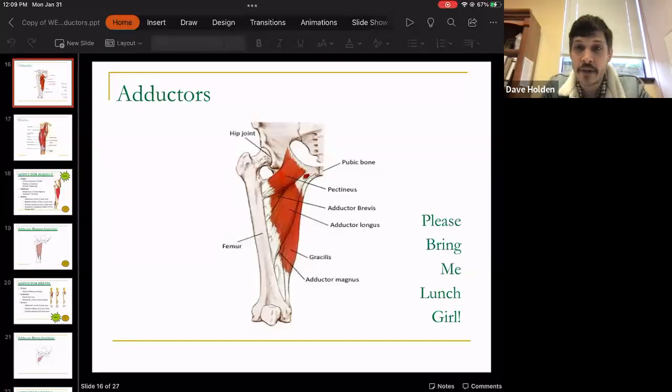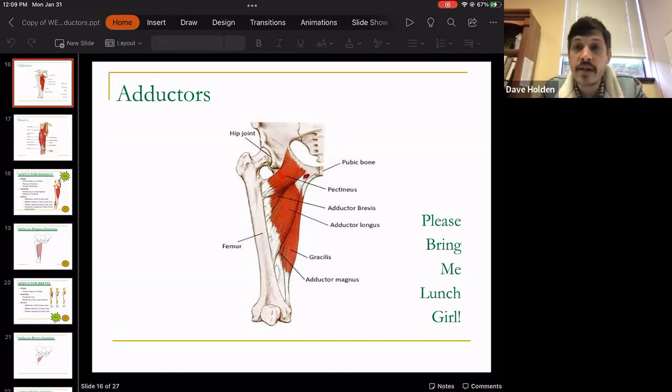So all of the adductor muscles, since they adduct, they will all insert on the medial aspect of the thigh. These are all going to be medial muscles. They will originate along the pubic bone or the ischium, and they drape along the medial thigh very much like a curtain, draping down and inserting all along the shaft of the femur.